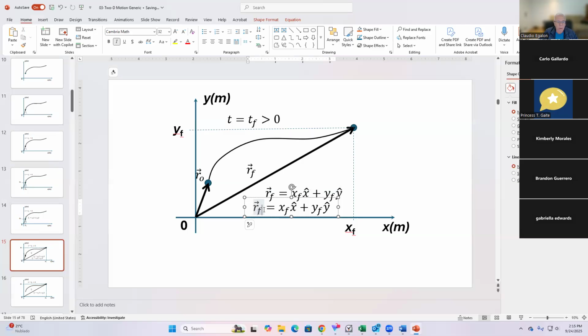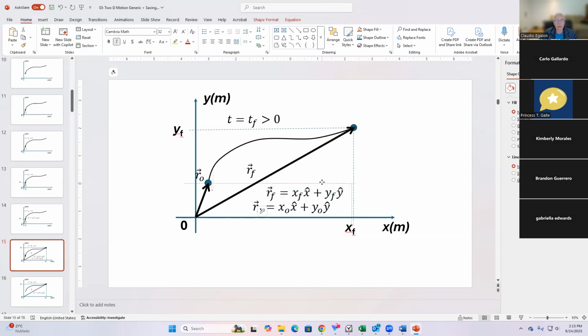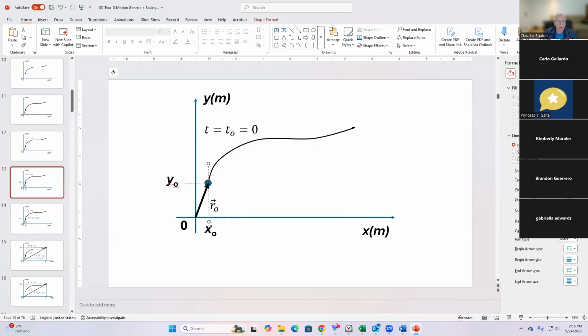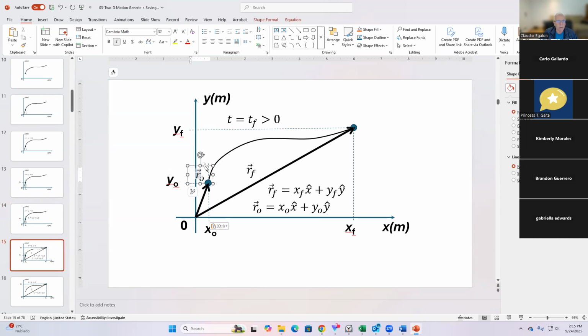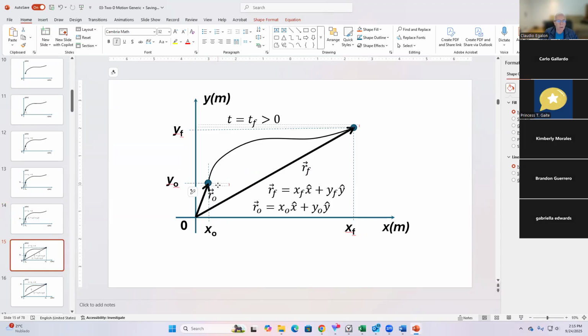Let's use that. I'm going to write R naught, X naught, why not? And I can even put also the x naught and y naught there in the graph as well to make it complete, right? Here you go. I'm going to put this guy right in here outside, and I'm going to put this R naught right here inside. XF, X naught, Y naught, YF.